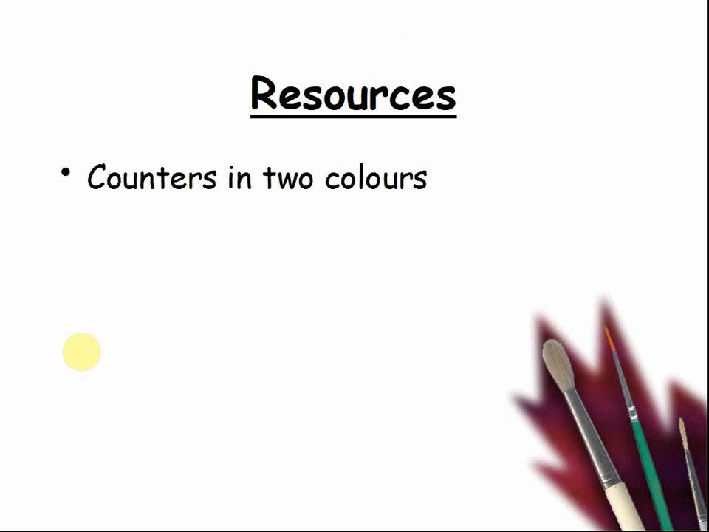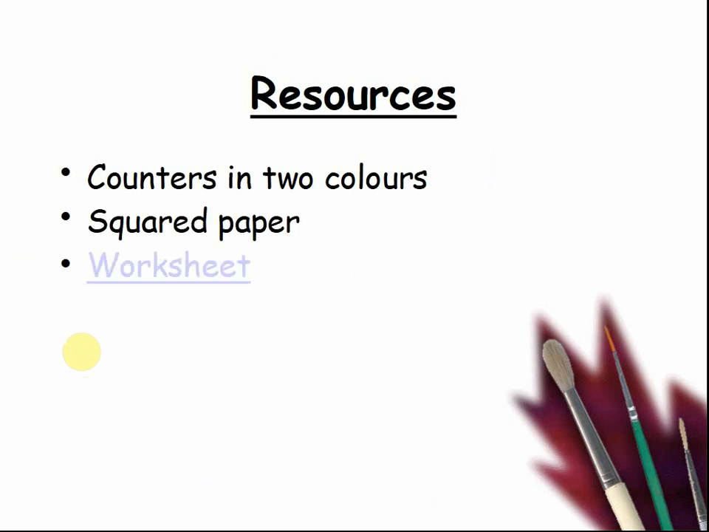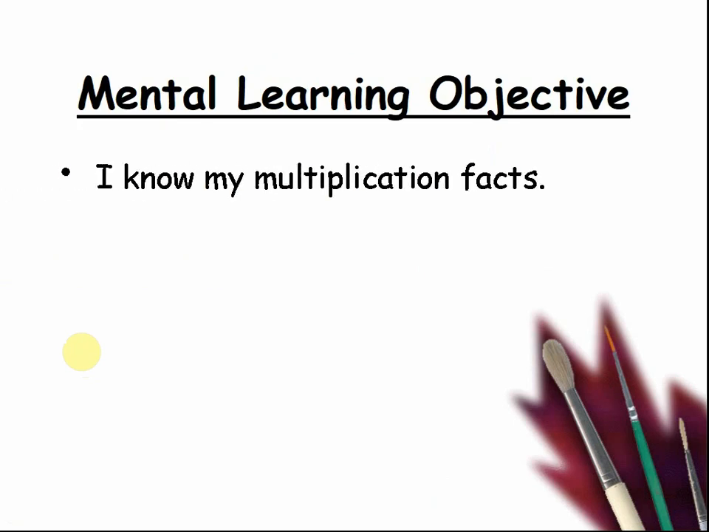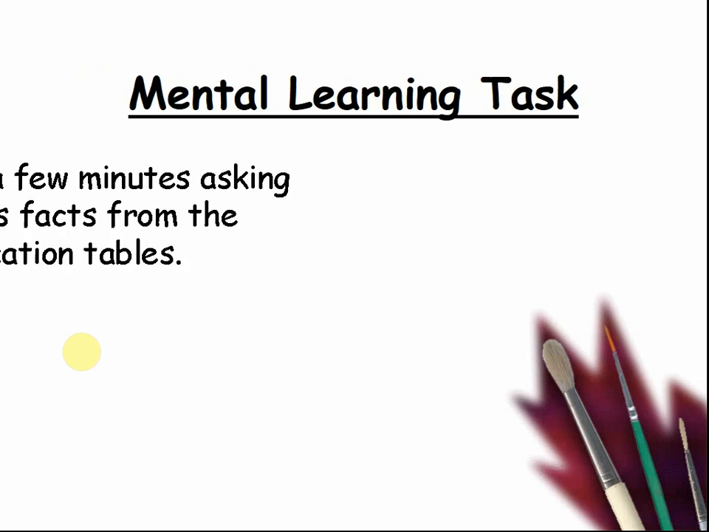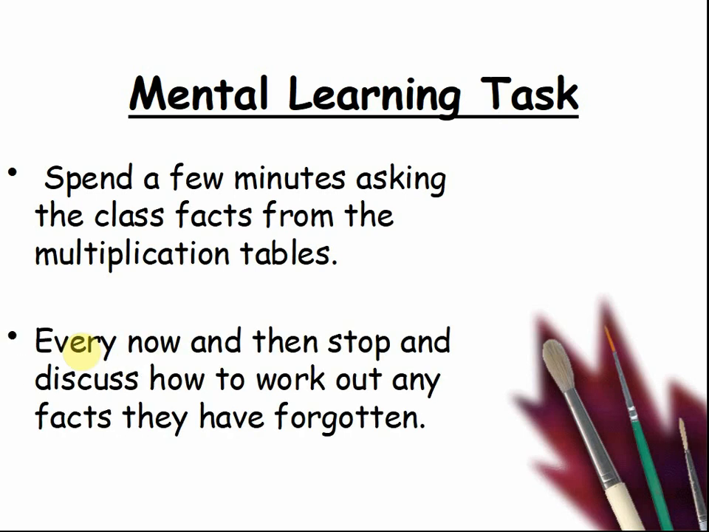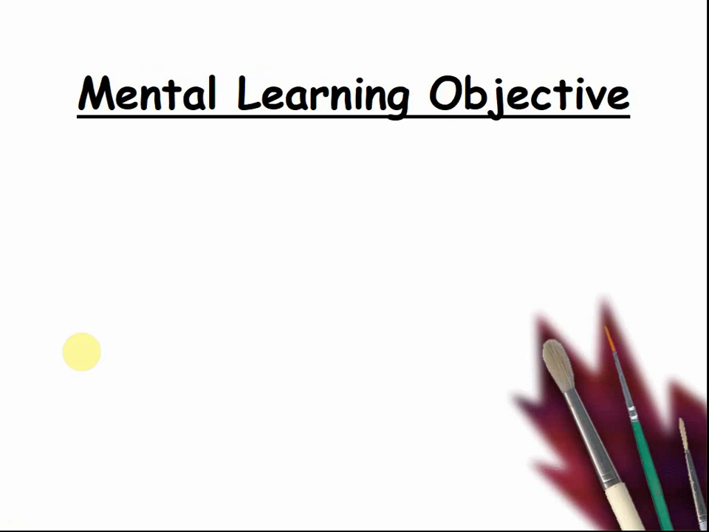Resources: counters in two colours, squared paper, a worksheet, and 1 to 6 dice. Mental learning objective: I know my multiplication facts. Mental learning task: spend a few minutes asking the class facts from the multiplication tables. Every now and then stop and discuss how to work out any facts they have forgotten. Pause the video here and complete the task.